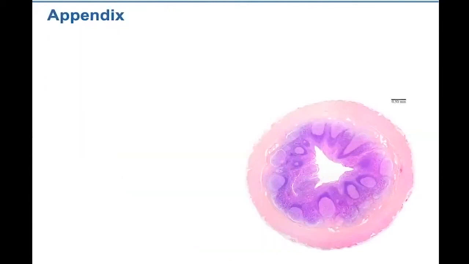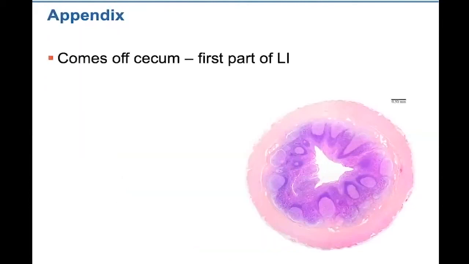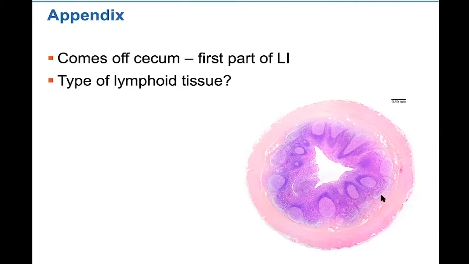The last organ I want to cover is the appendix. It comes off the cecum, which is the first part of the large intestine. Looking at this illustration, you should be able to tell me that this contains follicles. So here's a follicle here. And there's another one. The appendix is an interesting organ.